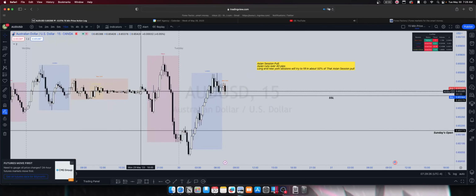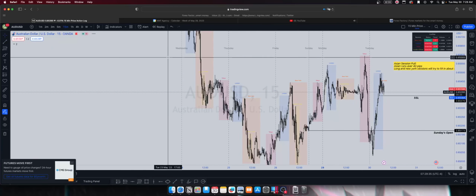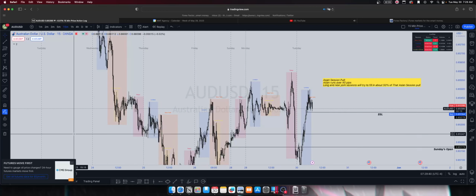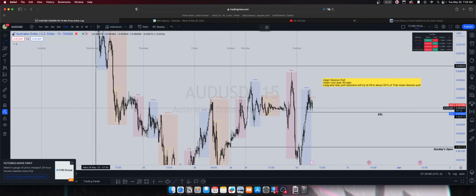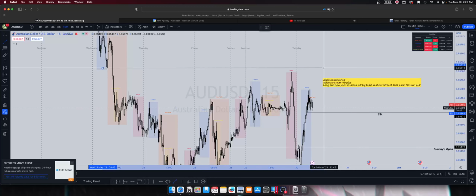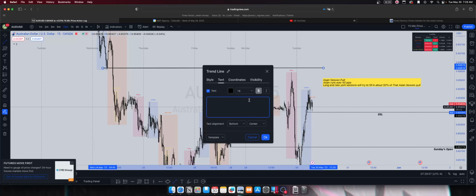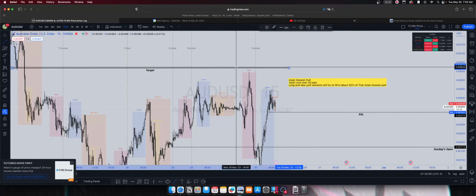Now, where would my targets be? Pretty simple. It's going to be right here. Let me look back in the past. My overall target might probably be right here. Overall target gonna be right there.